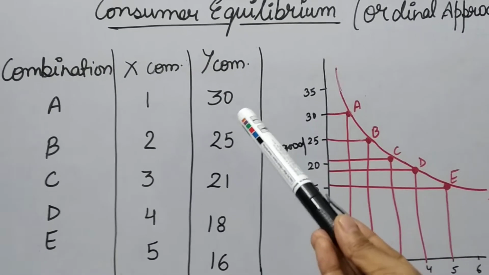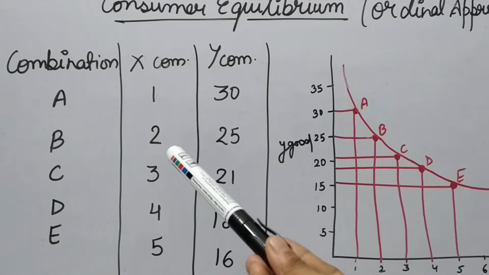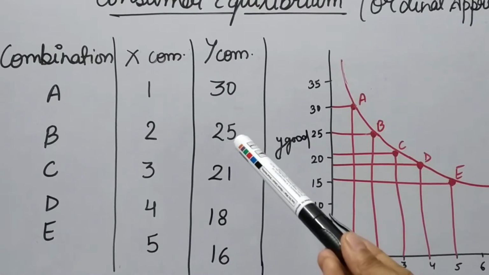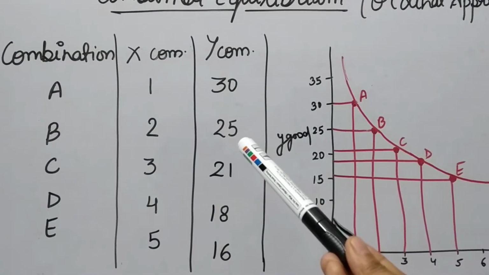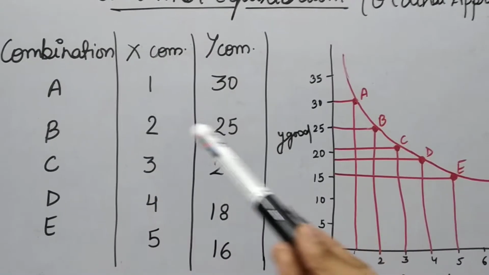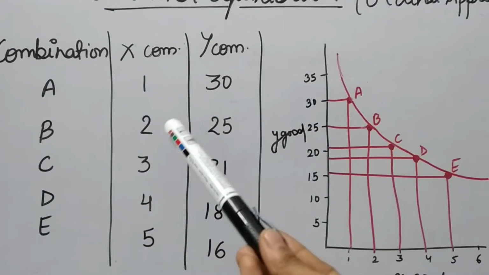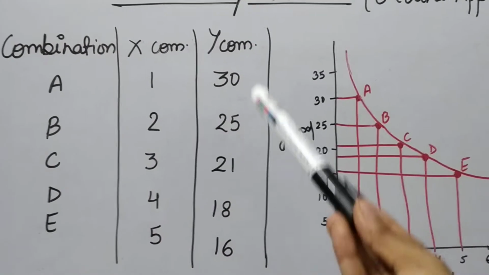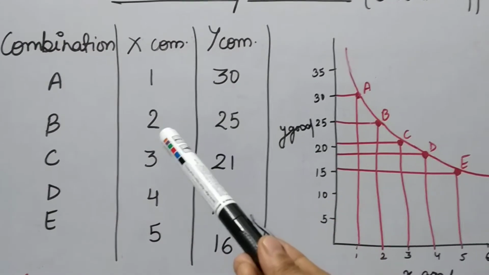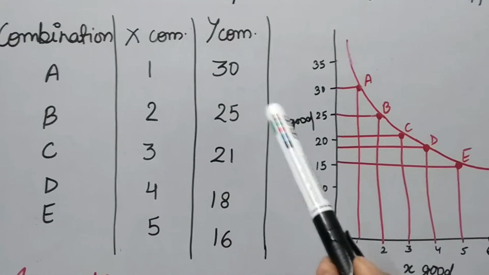Now he has limited income. If he wants to increase the consumption of the X commodity, he has to reduce the consumption of the Y commodity. The reason is that he has limited income, so he cannot increase the consumption of both commodities simultaneously. If one commodity is increased, he has to reduce the other. If he increases Y, he has to reduce X, and if he increases X, he has to reduce Y.